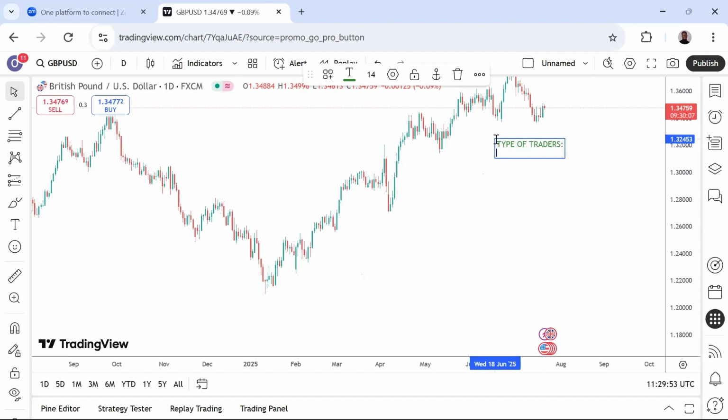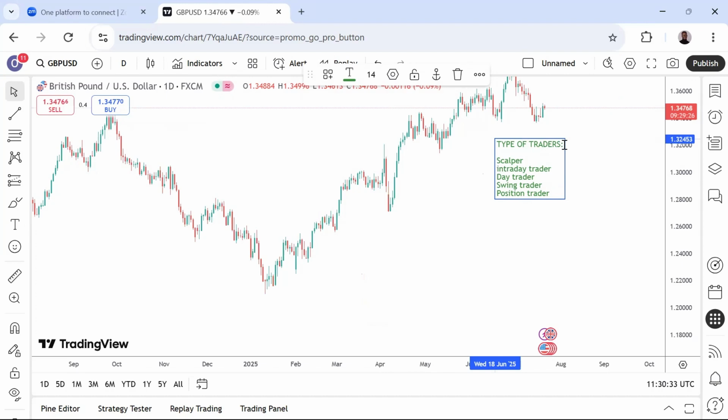The scalper. We have the day trader, and we have the swing trader. These are the three major types. However, we can go on to put something called the intraday trader, and the position trader. So this gives us the 5 types of traders, right?